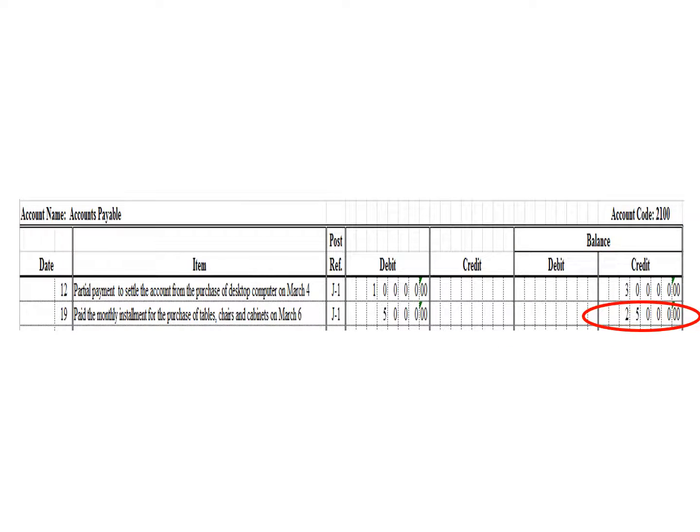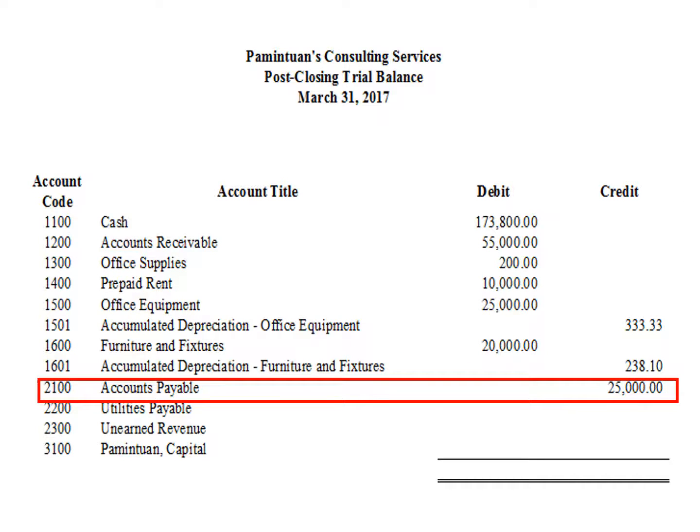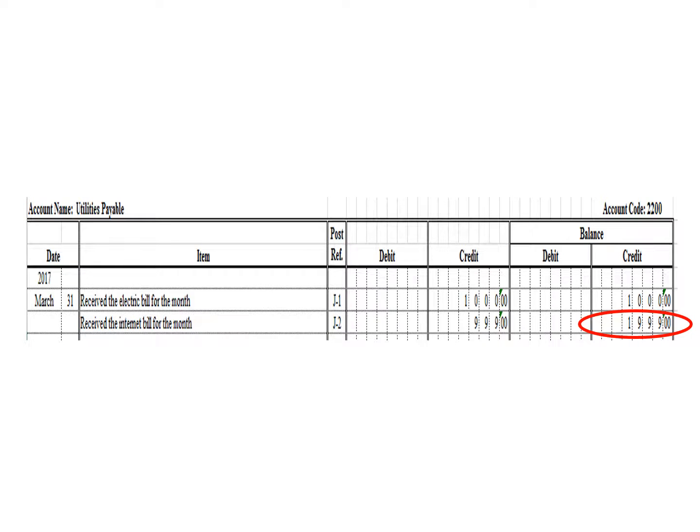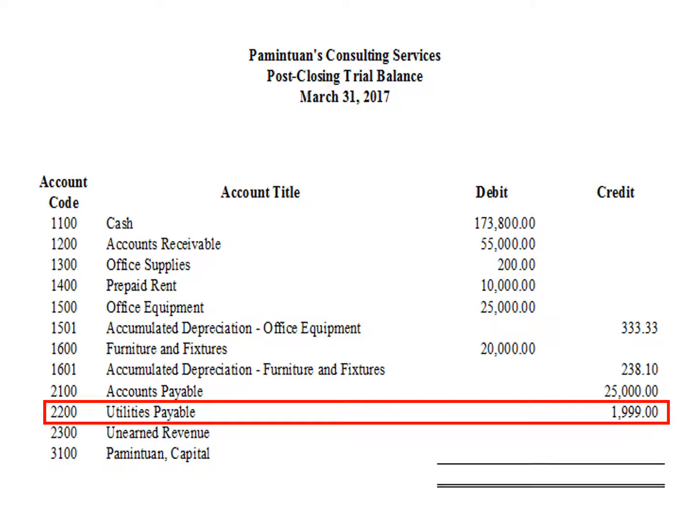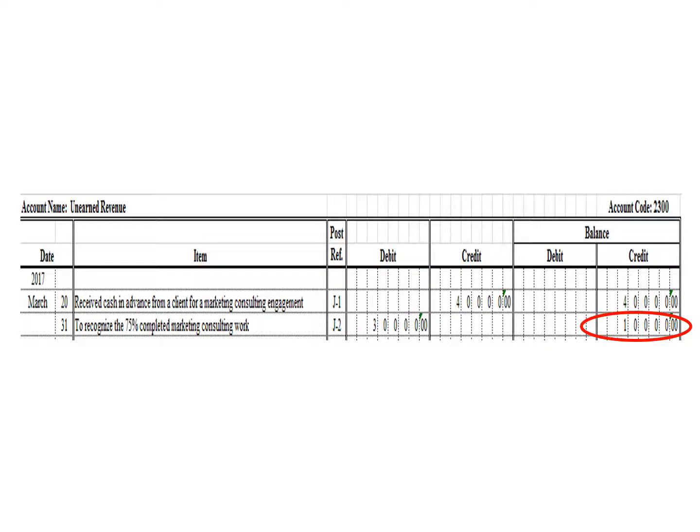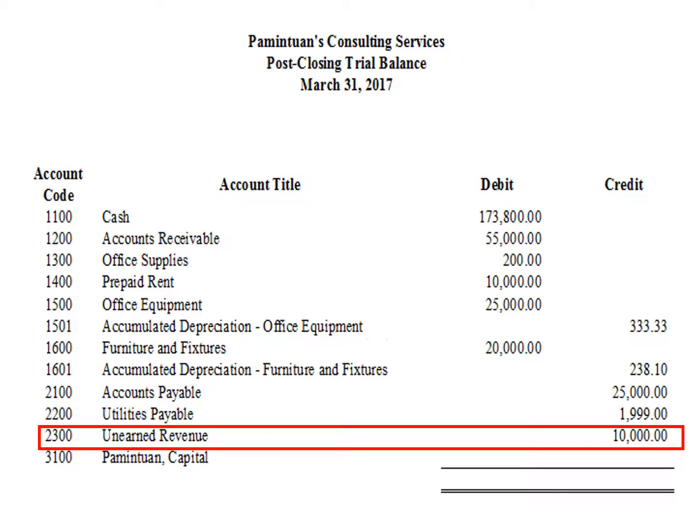Accounts payable has a credit balance of 25,000 pesos. Write its corresponding balance, 25,000 pesos, under the credit column. Utilities payable has a credit balance of 1,999 pesos. Write its balance under the credit column, 1,999 pesos. Unearned revenue has a credit balance of 10,000 pesos. Write its balance under the credit column, 10,000 pesos.